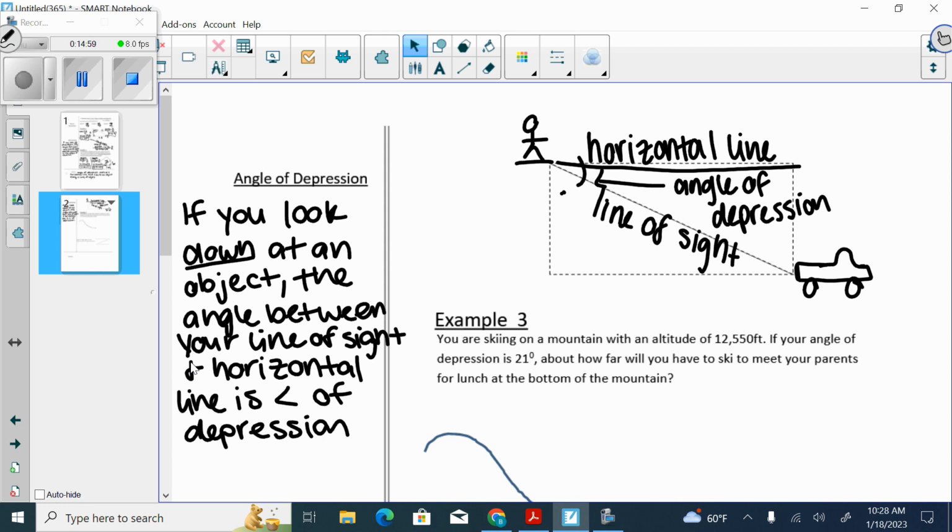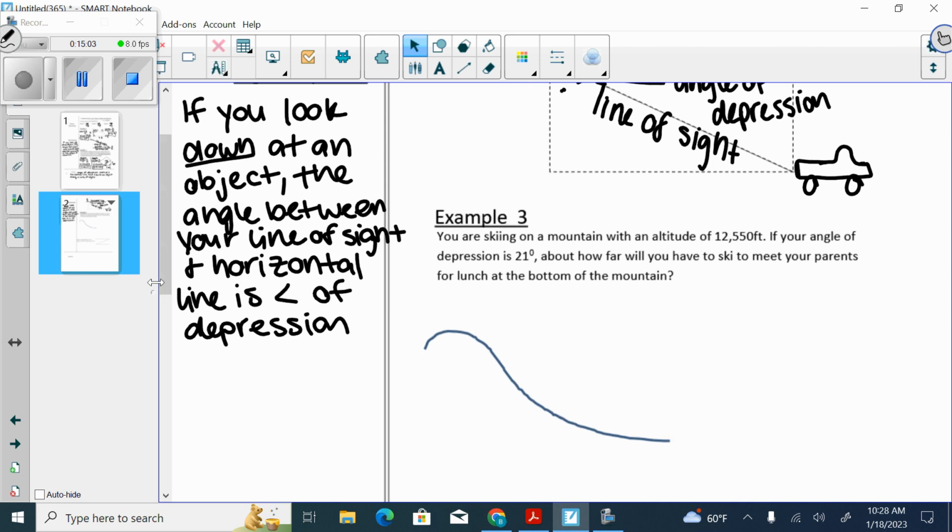All right, so let's look at a real example. It says that you are skiing on a mountain with an altitude of 12,550 feet. If your angle of depression is 21 degrees, about how far will you have to ski to meet your parents for lunch at the bottom of the mountain? All right, so you're standing up here at the top of the mountain, about to ski down to meet your parents that are down here at the bottom of the hill.